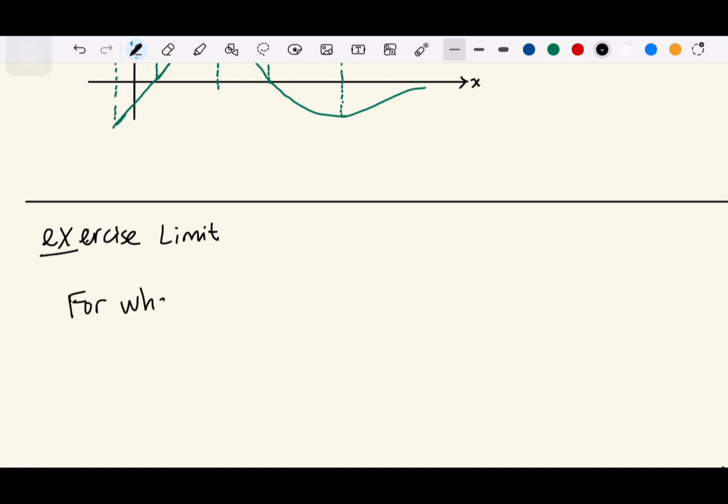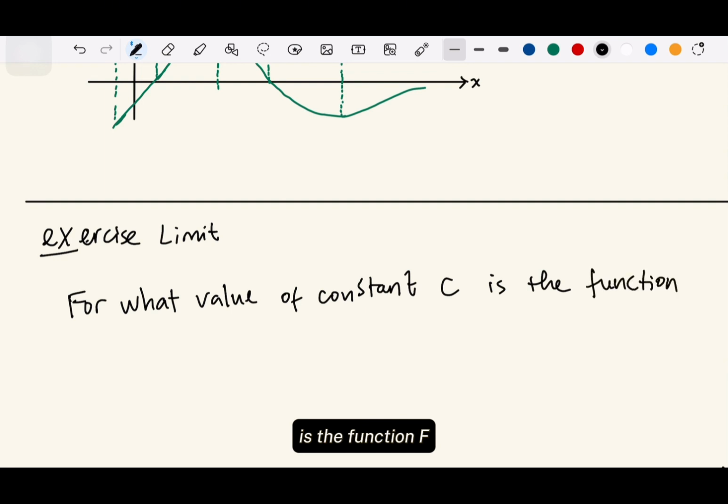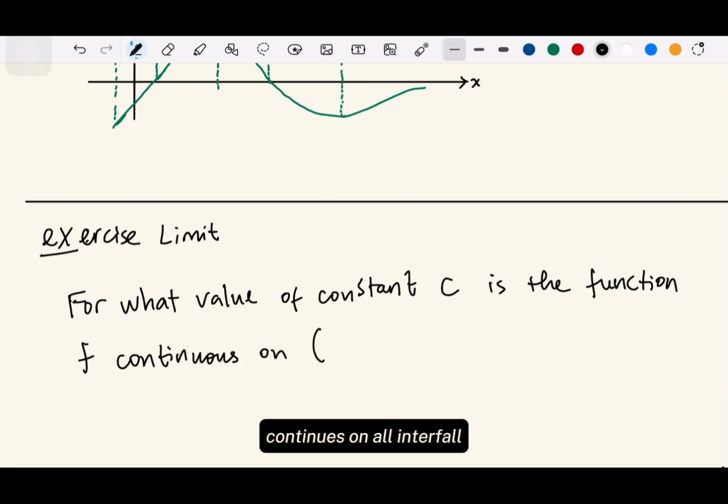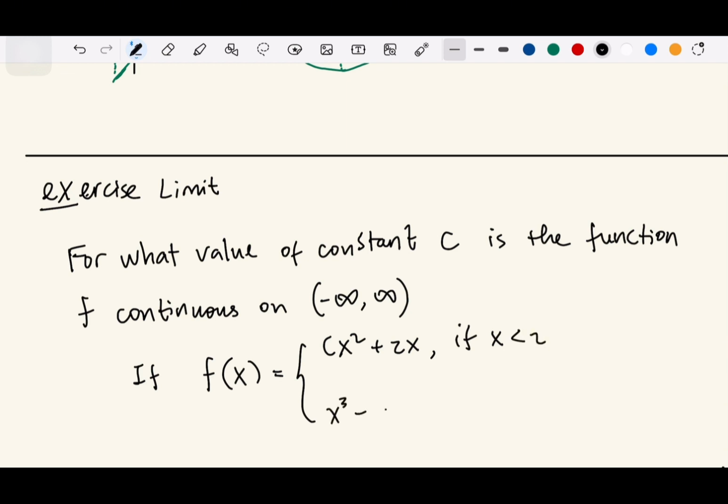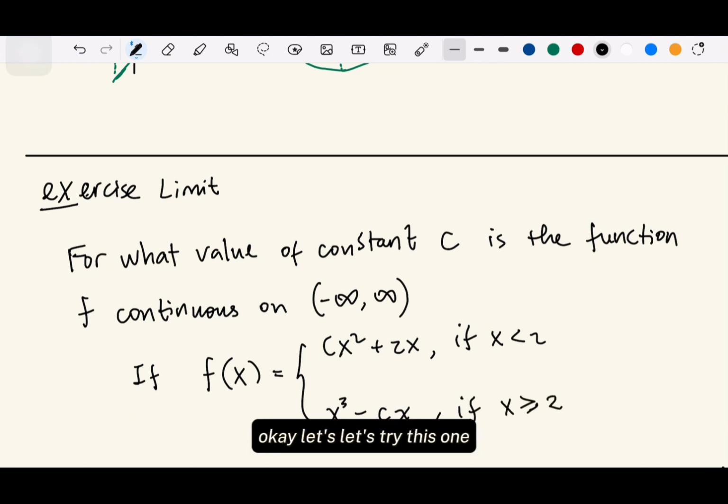For what value of constant C is the function f continuous on all intervals if the function... okay, let's try this one.